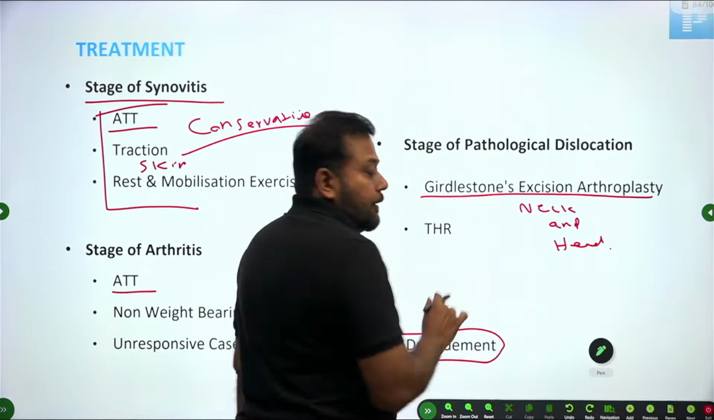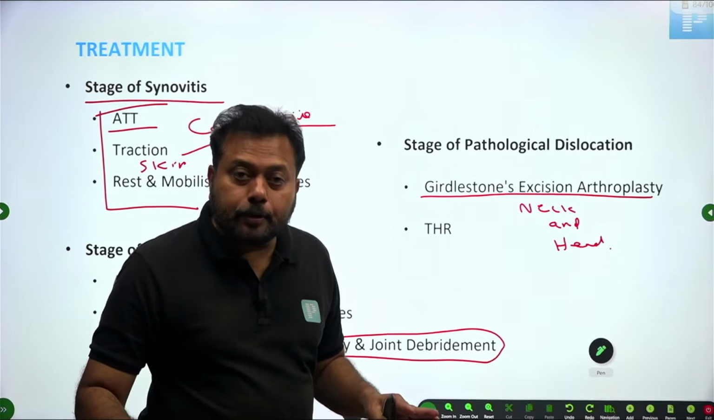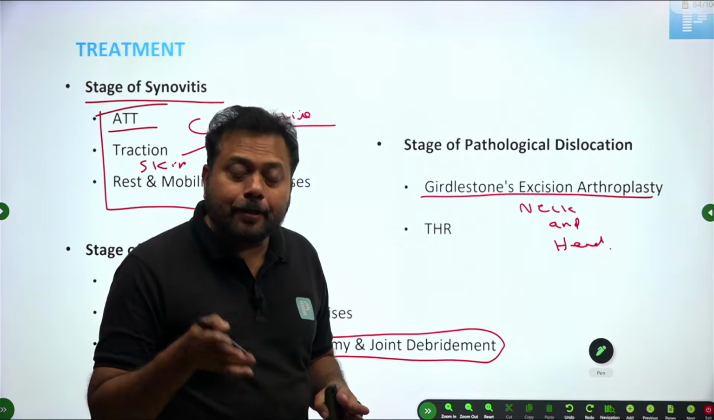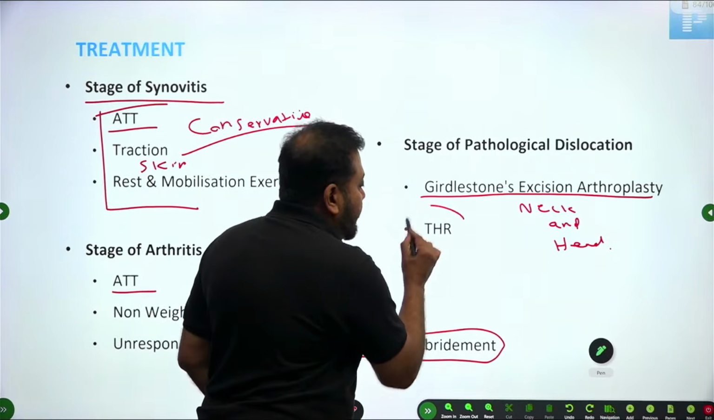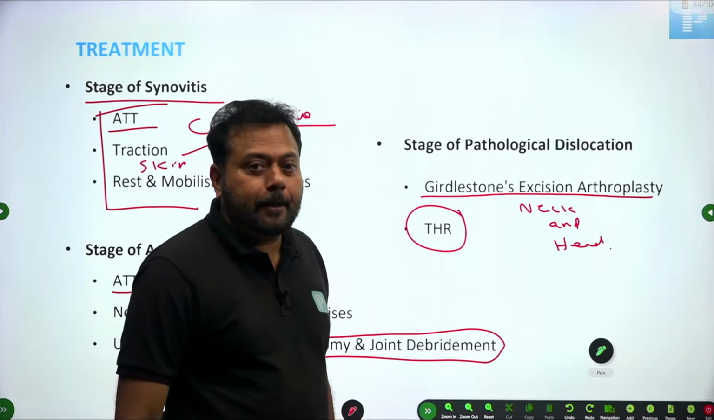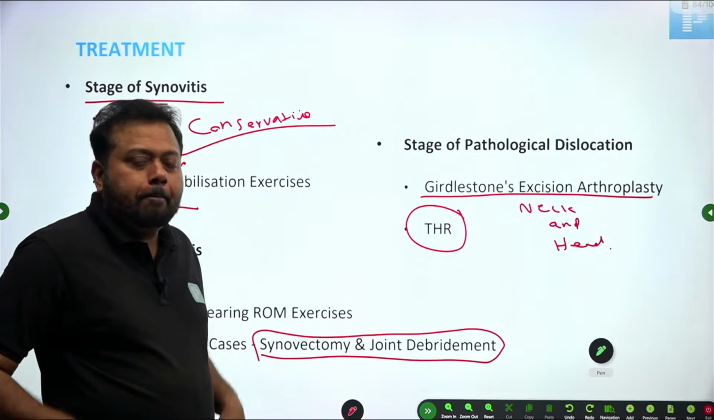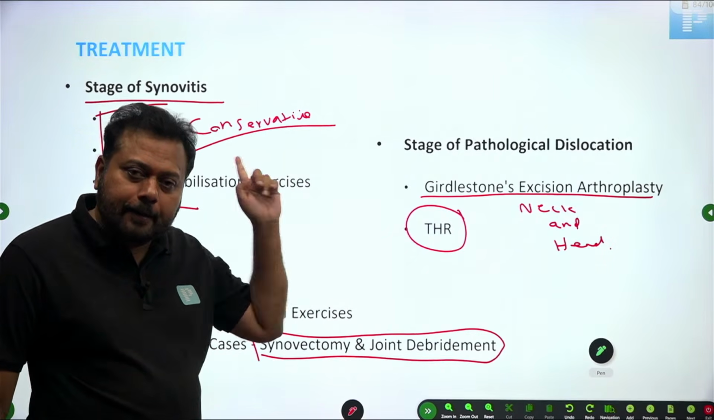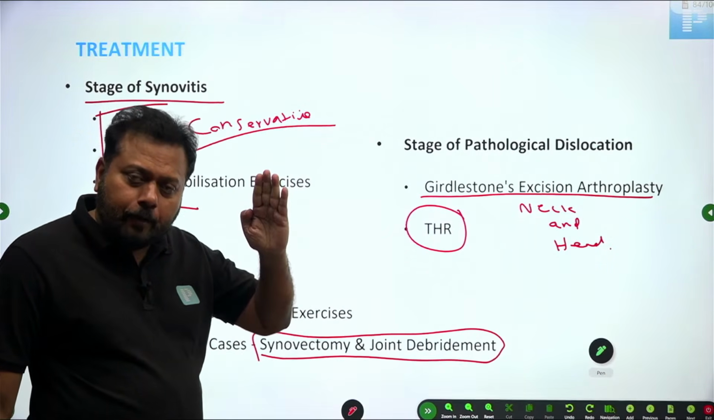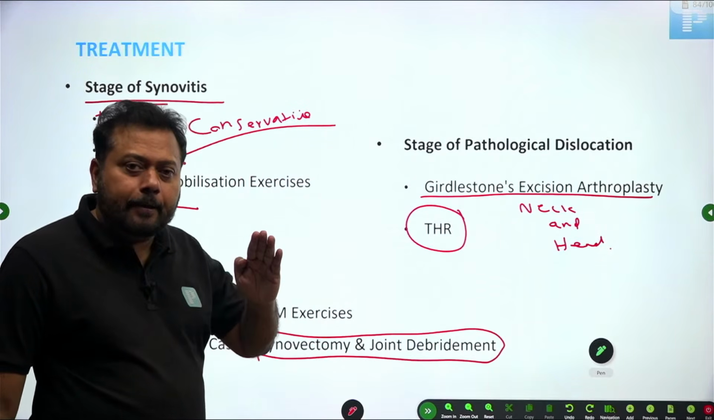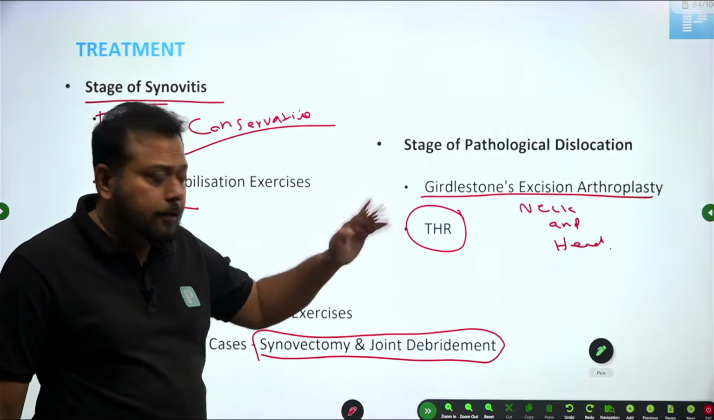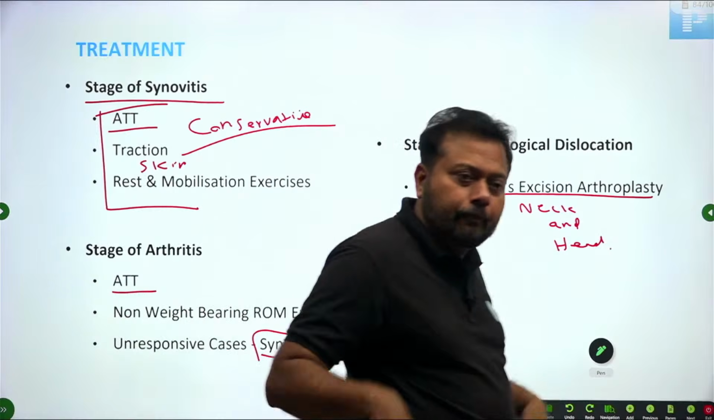Then when the TB settles down after medical management and proper treatment, reconstruction of the hip is done by total hip replacement, THR. So in a nutshell, the best treatment for TB hip synovitis is conservative. The best treatment for the stage of arthritis is ATT plus joint debridement. The best treatment for the stage of pathological dislocation is excision arthroplasty with total hip replacement. That's all. Very simple.